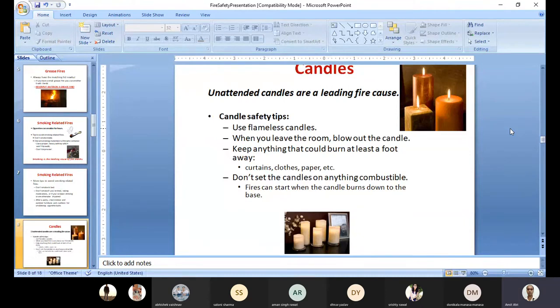So anything inflammable should be kept at a safe distance from the candles. One more thing is that we can use cladding, like a glass covering for the candles, so as to avoid any contact with any flammable object.